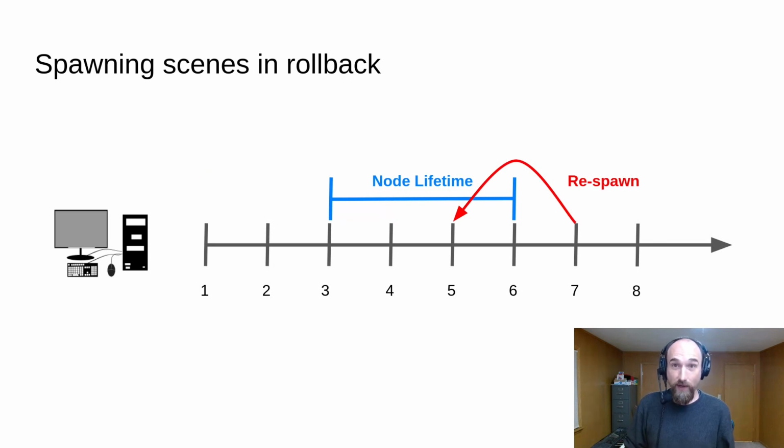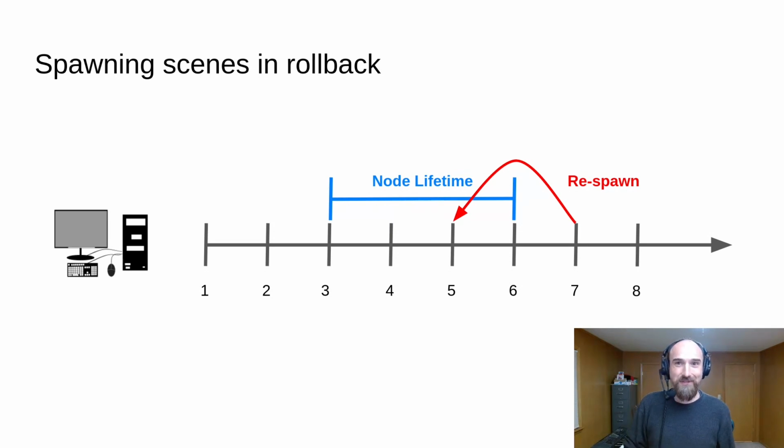Or, if we're on tick number 7 and we roll back to tick number 5, we need to respawn the node and put it back in the exact same state that it was in on tick number 5. Again, this is because when we resimulate tick number 6, maybe the thing that caused it to despawn won't happen this time. Or maybe it will, and the node will just be despawned again, and that's fine. The Godot Rollback Netcode add-on provides some APIs for spawning and despawning nodes, and if you use them, it will automatically handle the situations described here for you.